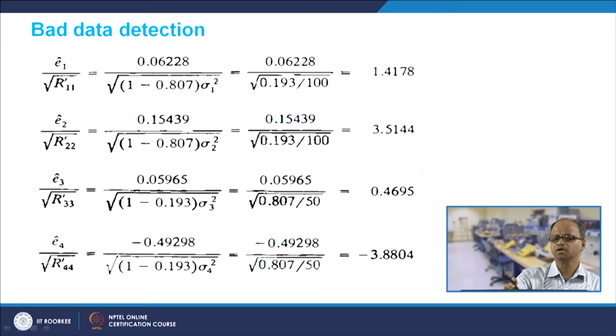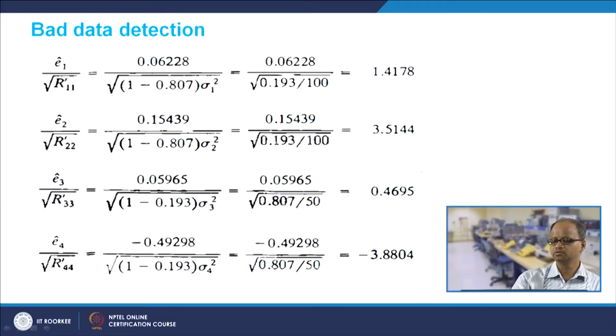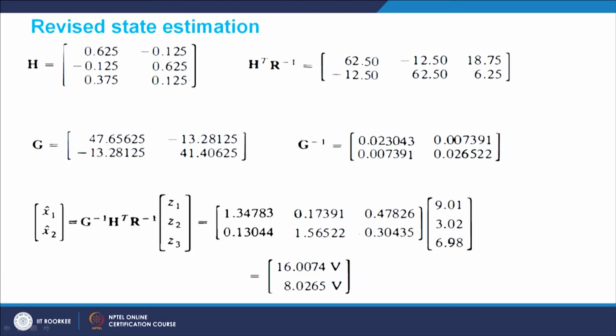Now, out of this, which one is the highest? Magnitude wise, this one is the highest. Although this is positive and this is negative, as far as the magnitude is concerned, this is the highest. Because this is the highest, we conclude that this is the bad data. So, this data must be erroneous, and we simply discard it. Once we discard it, we have 3 measurements with us.